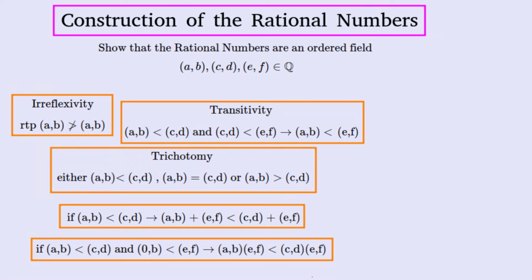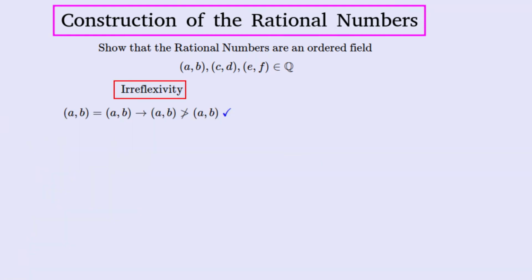There's this irreflexivity axiom which says that any element can't be greater than itself. I've never seen this symbol before, the not greater than symbol. So to prove irreflexivity, it only needs to be shown that the two numbers are equal.